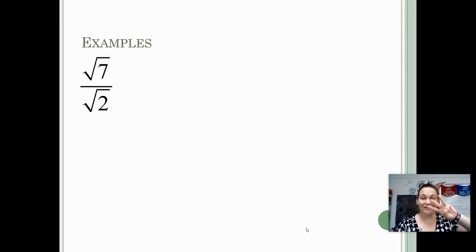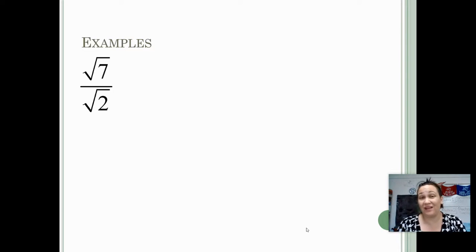Step number 3, factor tree. See if you can find some pairs. But 7 and 2 are prime, so I can't factor tree that either. So I'm lost. I've got nothing, right? No, I can't get anything away. So this is where we're going to rationalize our denominator. So my ultimate goal again is to make the 2 on the bottom not be underneath the square root symbol.